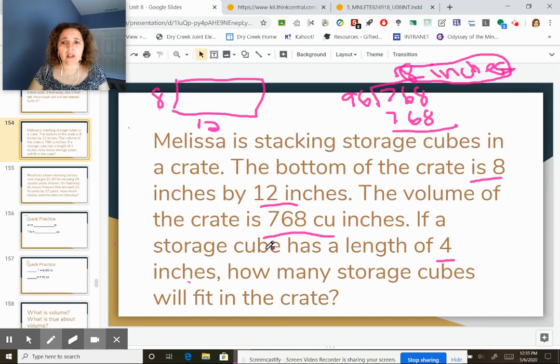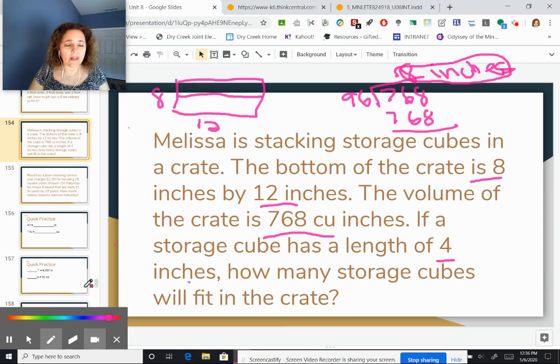Okay. Now it says if a storage cube has a length of 4 inches, how many storage cubes will fit in the crate? So if it's 4 inches, so if this is 8, how many 4s go into 8? 2. You're right. So I'm going to draw a line here to separate out one storage cube here, one storage cube here. But now I have 12. So let me draw that a different color.